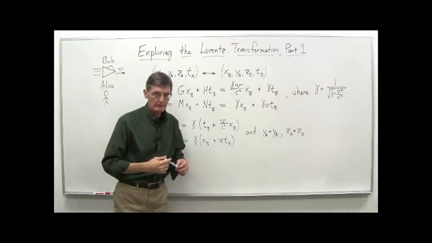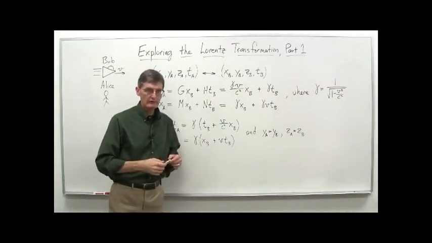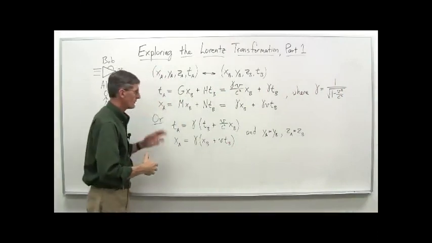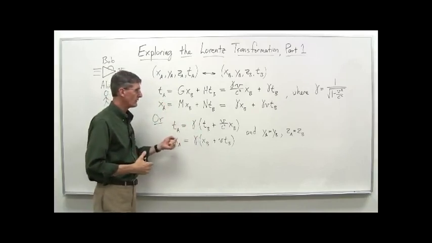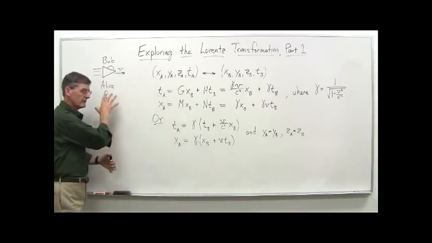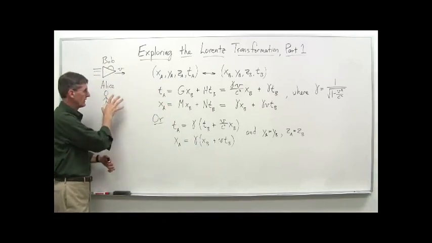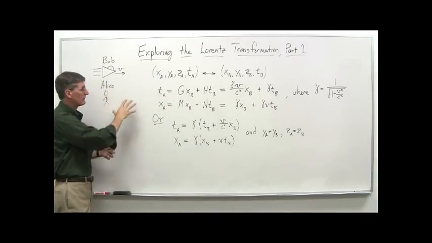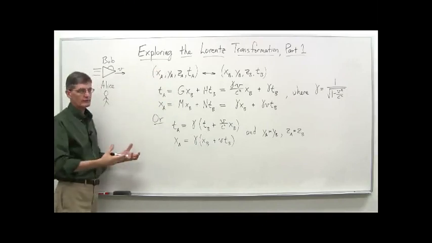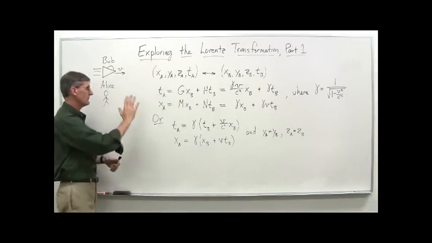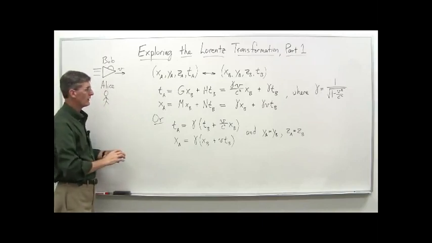Now let's spend a few minutes here exploring the Lorentz transformation. To start, let's remind ourselves where we were and what we ended up with. The goal was, if we have Alice, in this case, being stationary in her frame of reference, Bob going by at some velocity v. Of course, Bob in his frame of reference is stationary. He sees Alice moving the other direction with velocity v.